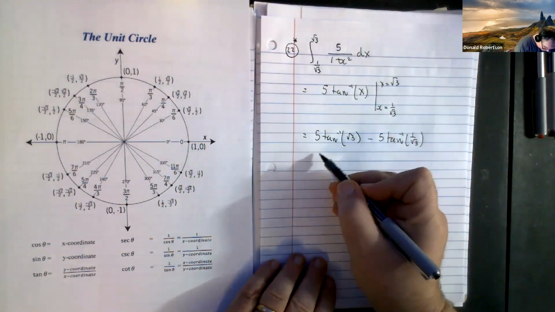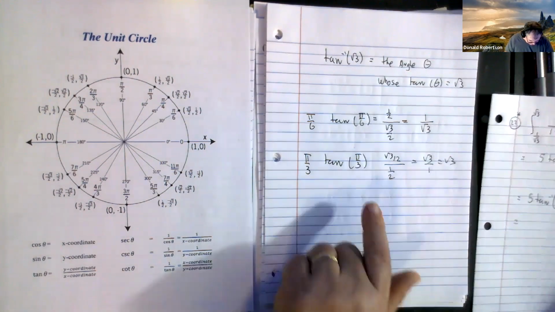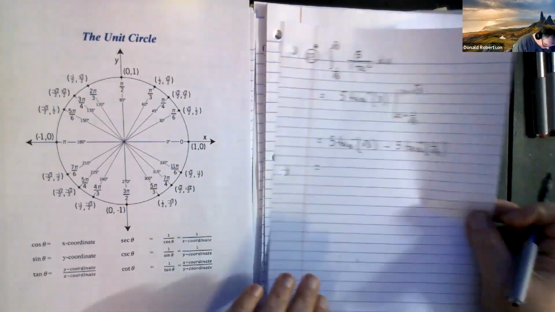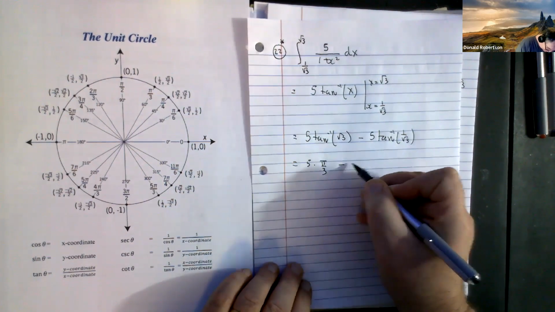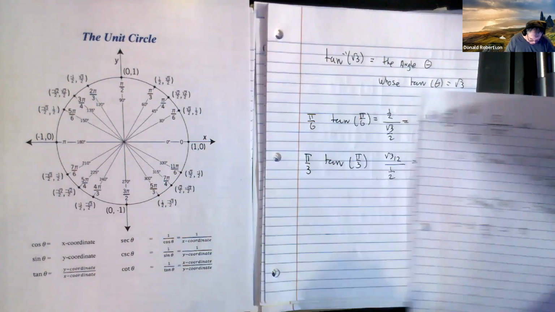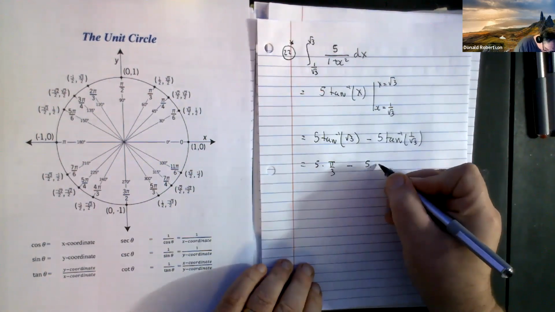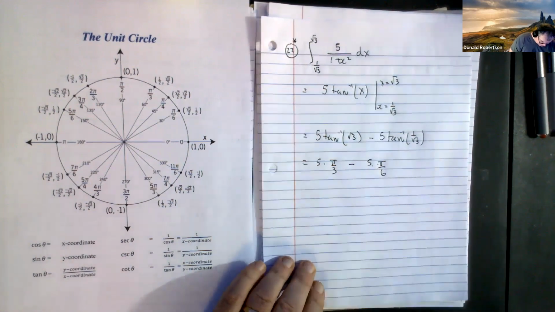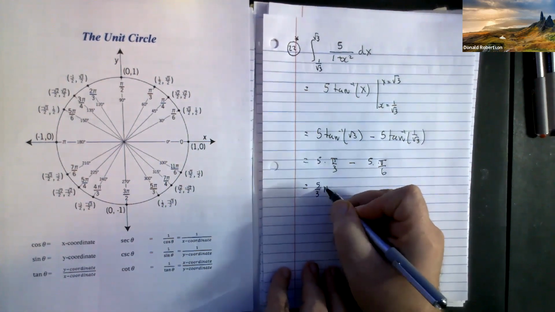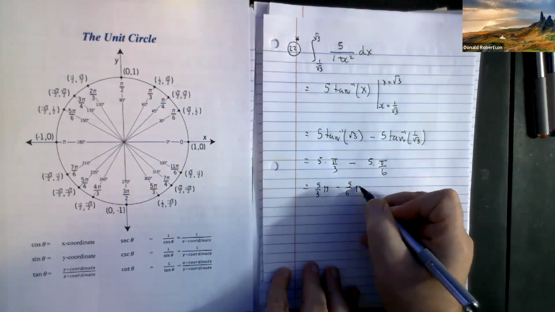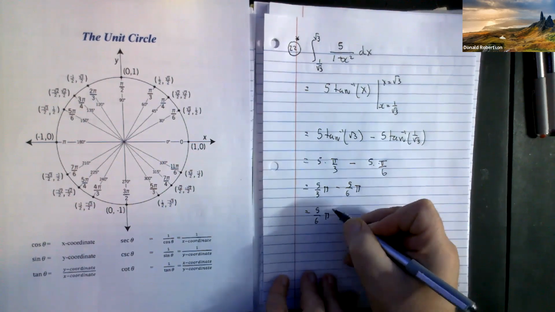So I want to find inverse tan of root 3. The angle that works for is pi upon 3. So that's 5 lots of pi upon 3. Take away the inverse tan of 1 over root 3, which is pi upon 6. So take away 5 times pi upon 6. What's that going to get me? 5 pi upon 3, take away 5 pi upon 6, which eventually gets you 5 pi upon 6. And there is your answer.